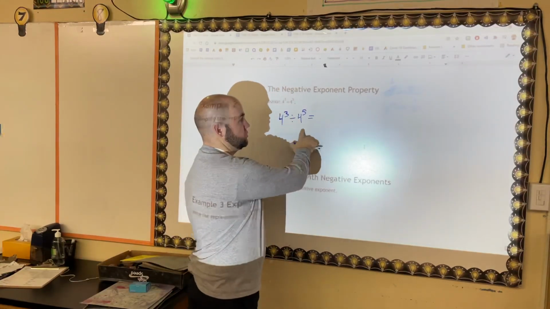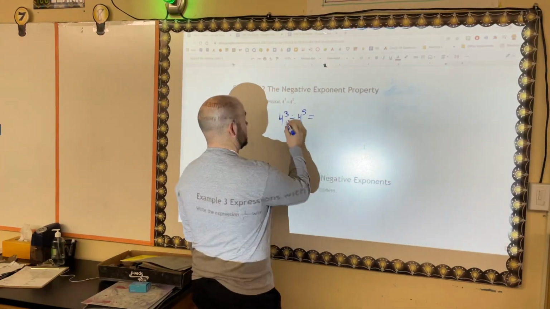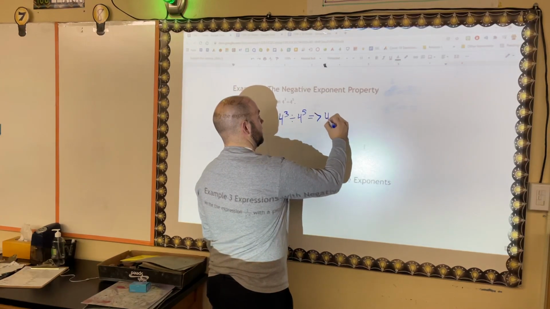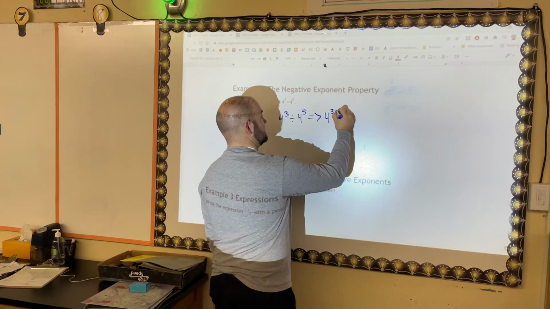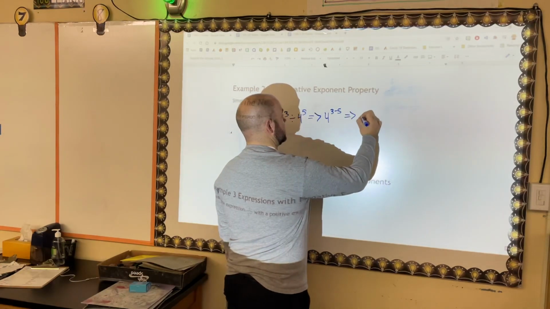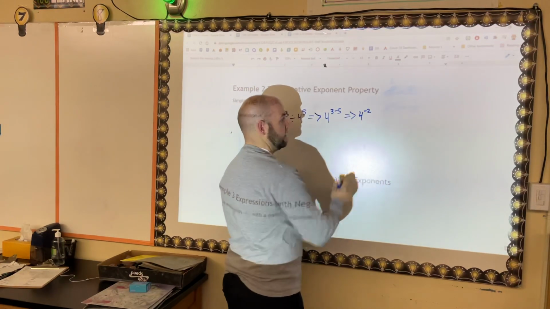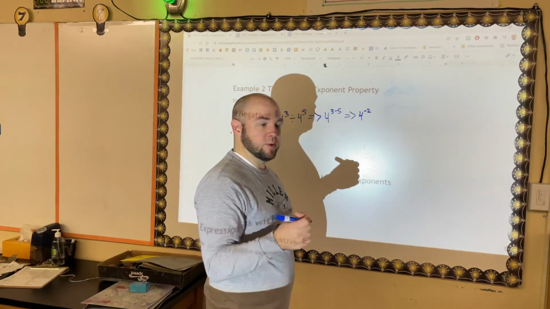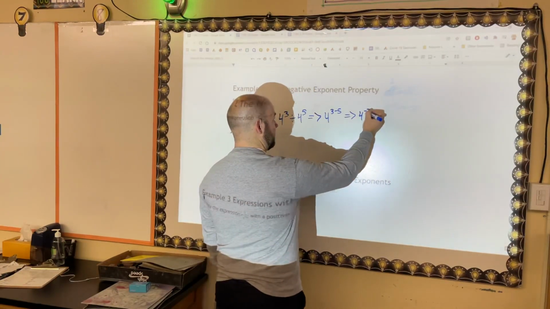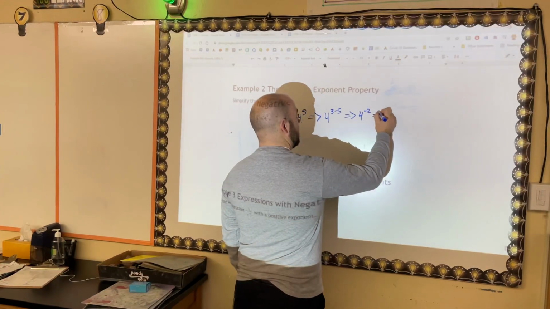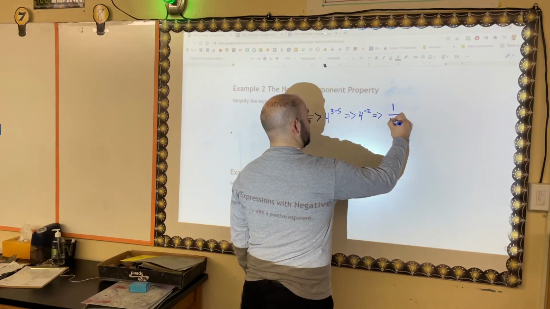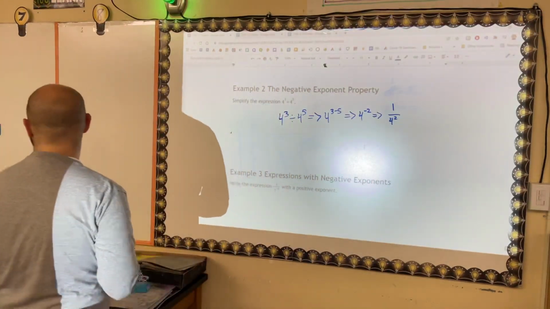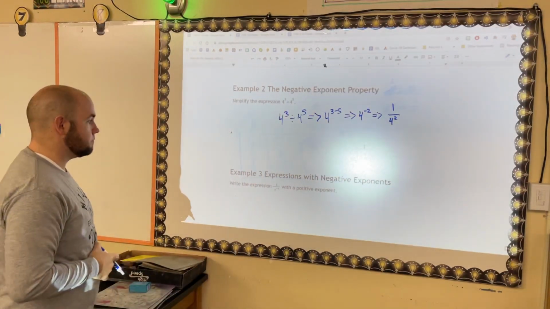I can subtract these here. So if I do 3 minus 5, that turns into 4 raised to 3 minus 5, which turns into 4 to the negative 2 power. Now that negative exponent rule said that when I've got a negative exponent there, I can turn that into 1 over that number, with a positive exponent.